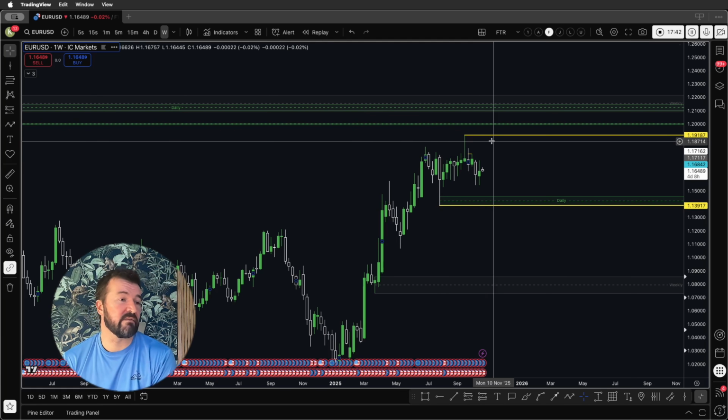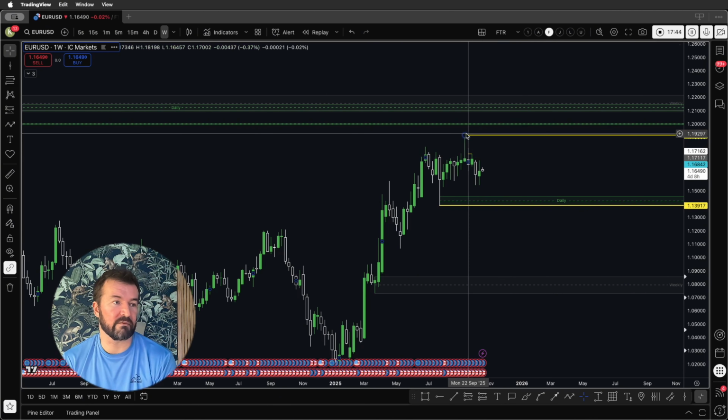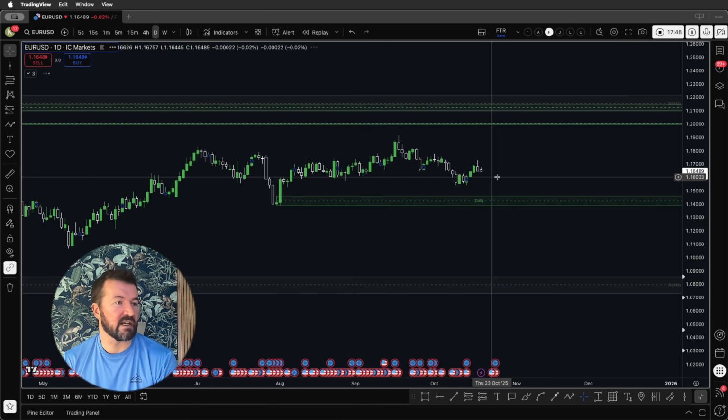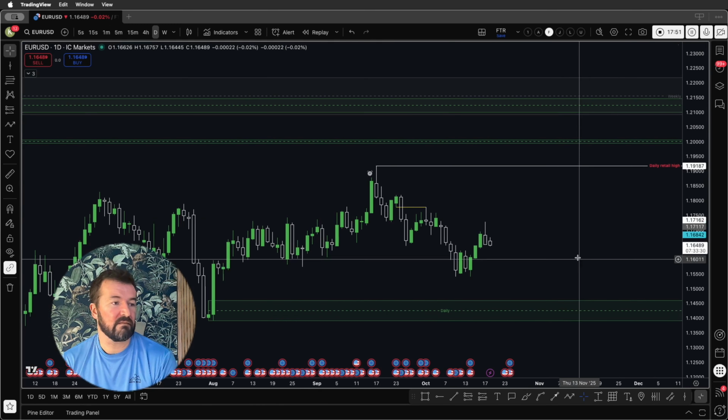Anyway, weekly with EU, exactly the same as GU really. We've got the wick up, the wick down. This is the range that we're trading in. Drop down to the daily, and again, looks similar.